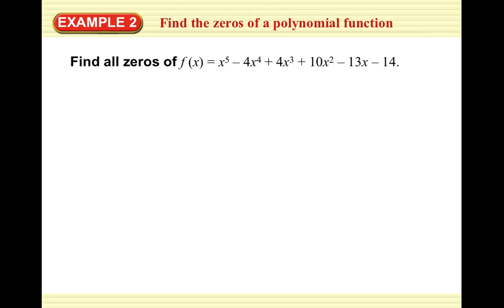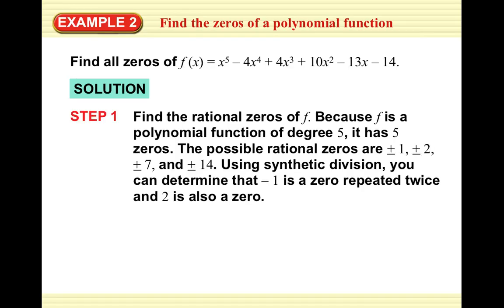All right, let's find the zeros of a polynomial function. This time we have this function and we're going to find all of the zeros. The function is x to the fifth minus 4x to the fourth plus 4x to the third plus 10x squared minus 13x minus 14. Step 1, we're going to find the rational zeros of the function. Because f is a polynomial function of degree 5, it has 5 zeros. Go through the process that we did in 2.6, finding the possible rational zeros by looking at the factors of the leading coefficient and the constant.